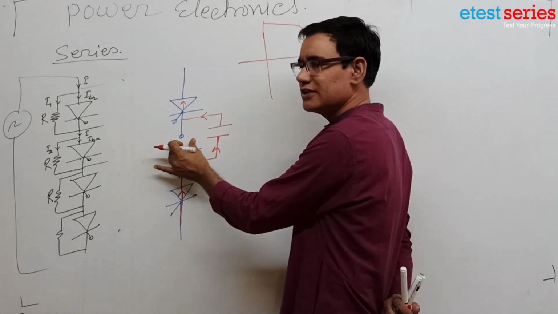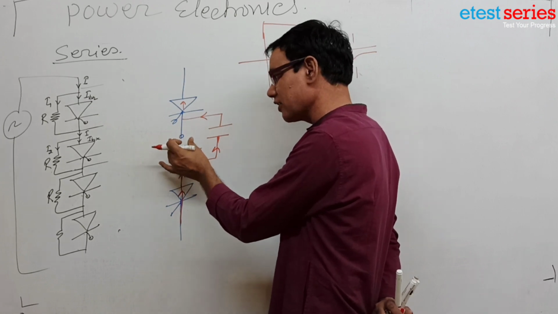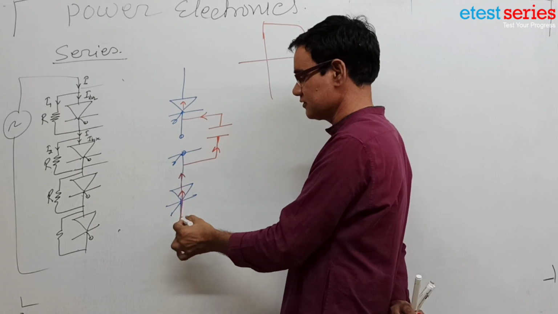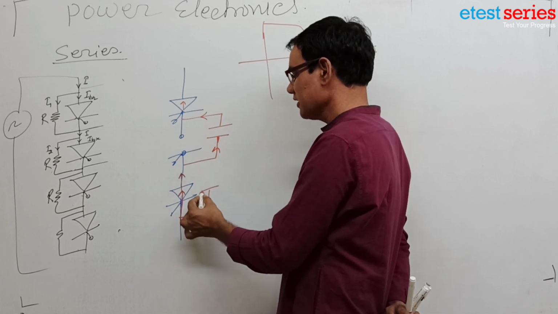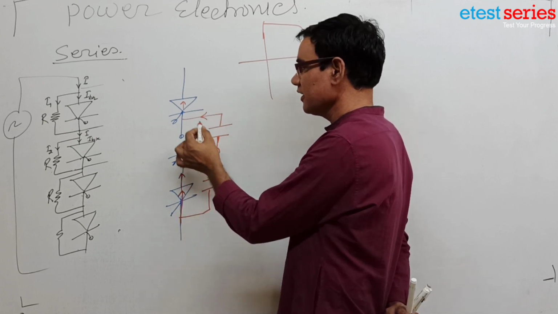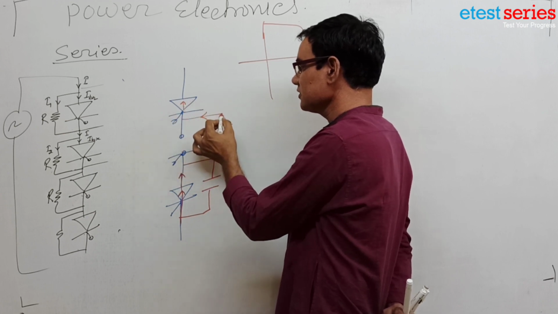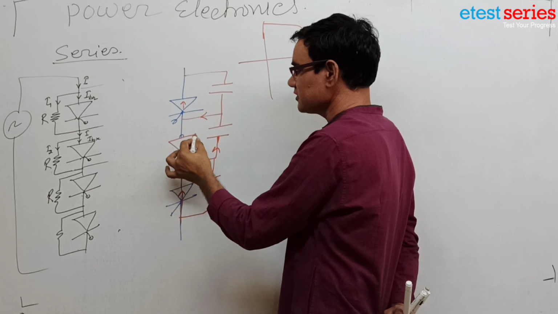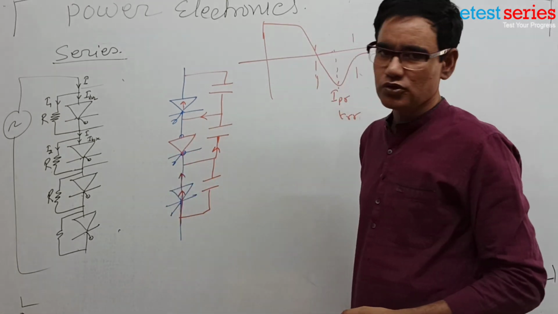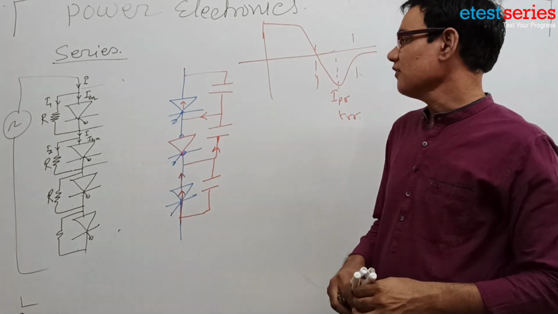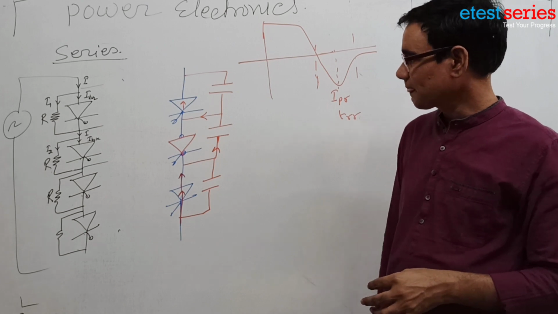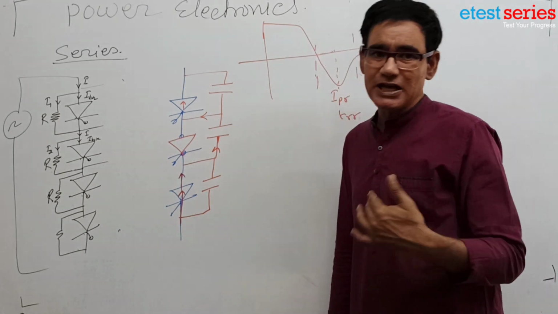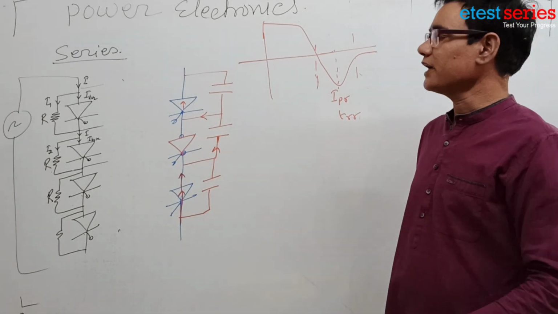Maybe this gets turned off first. Then a capacitor is required over here. If this may get turned off first, a capacitor is required over here. So this kind of capacitive arrangement is required to turn off the SCRs. During the turn off, a capacitor is required to be connected.